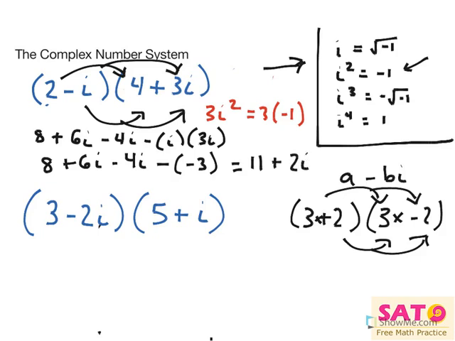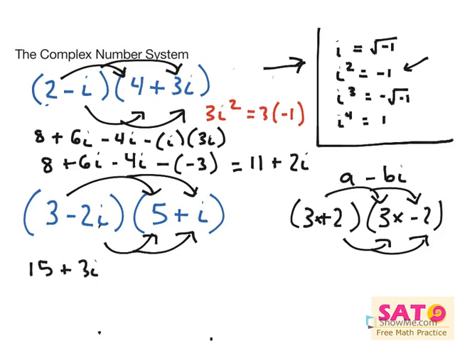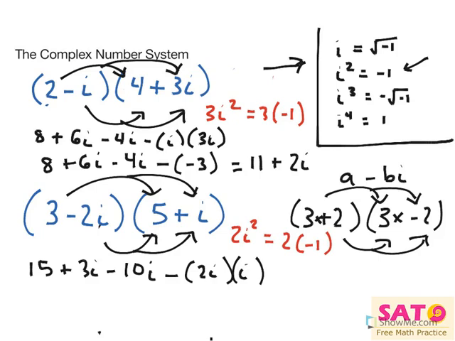Let's try this one more time. In this problem, just FOIL, and let's have 3 times 5 is 15. 3 times i is plus 3i. Negative 2i times 5 is negative 10i. And negative 2i times positive i is, let's write it out here, 2i times i, which is 2i squared, which is 2 times negative 1, which is negative 2, and 15 minus 7i minus negative 2, so plus 2.